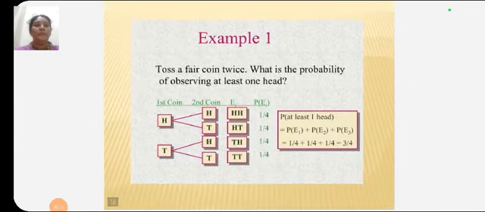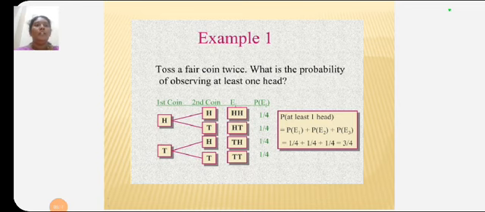So we can have an example. We toss a fair coin twice. Then what is the probability of observing at least one head? Okay, so when tossing the first coin, the outcomes are head or tail. Then while tossing the second coin, when the first coin is head, in the second coin we can have either head or tail. If the first coin is tail, in the second coin we can have either head or tail. So the events are: the first one is HH, the second one is HT, the third one is TH and the fourth one is TT. So the probability of each of the events is 1/4.